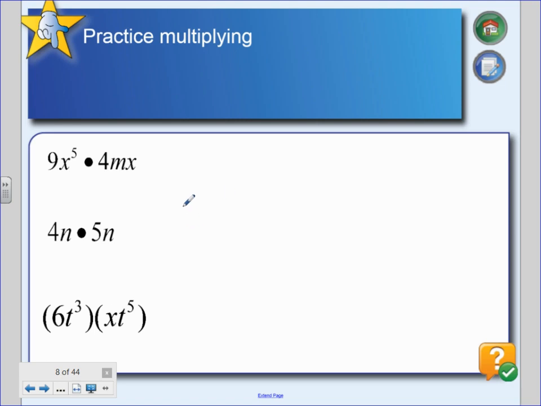Okay, so why don't you practice these? See if you can come up with the same answers that I do.